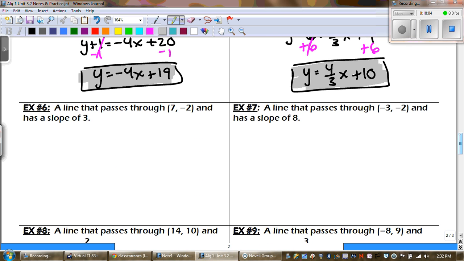Why don't you try 6 and 7 on your own? Remember, before you start, you should automatically write these in, kind of like when we do the slope formula. And just fill in the blanks, okay? Go ahead and pause the video, and good luck.